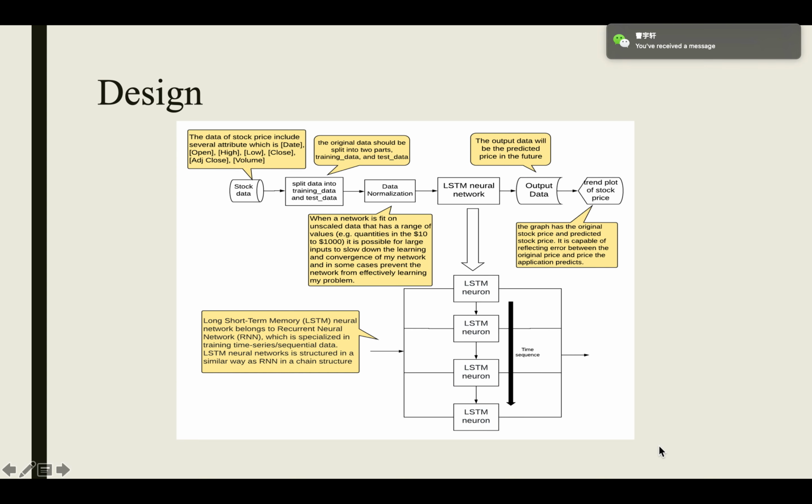That's my design. It's pretty straightforward. Load the stock data, split the data into the train data and the test data, normalize the data, put it into the model and get the output. Then plot the result on a single graph, as I mentioned, to compare with the original data.